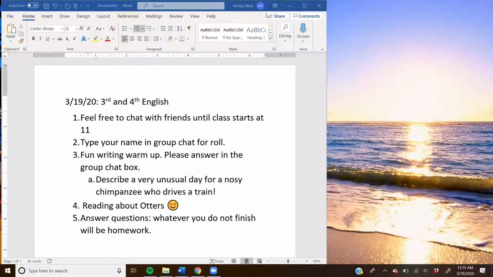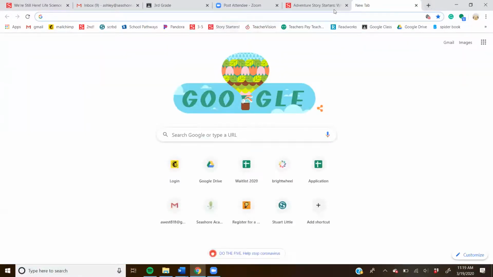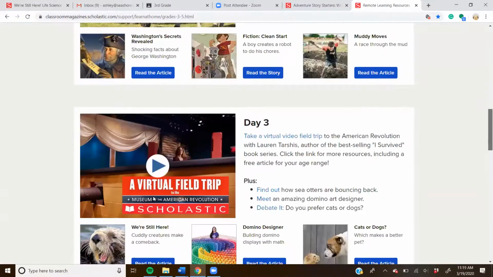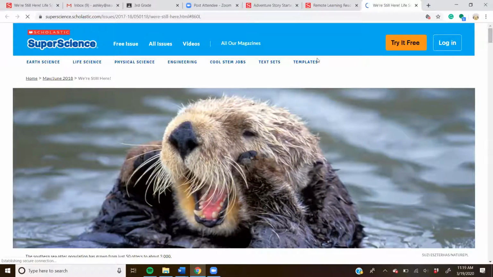So we are now going to read a story about otters. Okay, and using your emojis on the computer, can you guys see the picture of the otter?